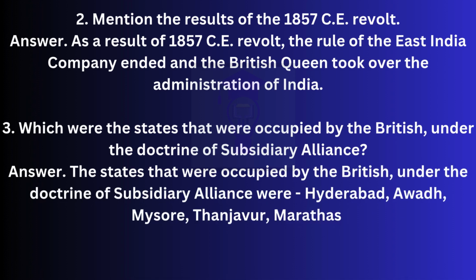3. Which were the states that were occupied by the British under the doctrine of subsidiary alliance? Answer. The states that were occupied by the British under the doctrine of subsidiary alliance were Hyderabad, Awadh, Mysore, Thanjavur, Marathas, and many more.